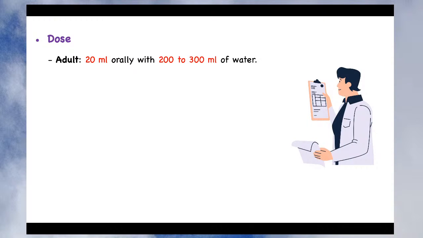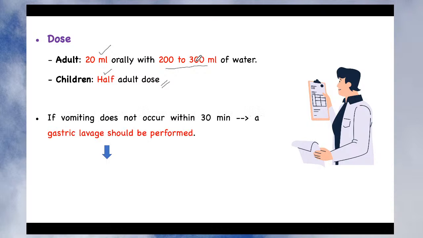Let's quickly see the dosage. So the dose is 20 ml. You can give it orally with 200 to 300 ml of water. You can administer it to the patient, whereas in case of children, the dose is half of the adult dose. So if you remember, in case of apomorphine, the dose is extremely less in children. We used 100 times less dose. But in case of Ipecac syrup, in adults it is 20 ml, whereas in children, just half of the 20, that is 10 ml, can be administered with 200 to 300 ml of water. So this is about the dose.